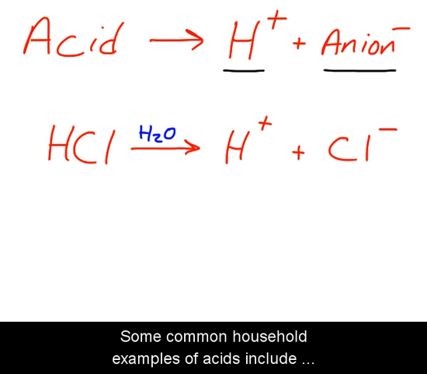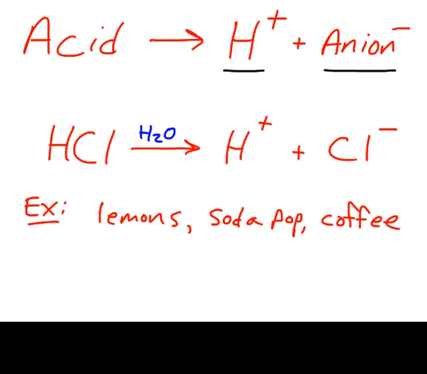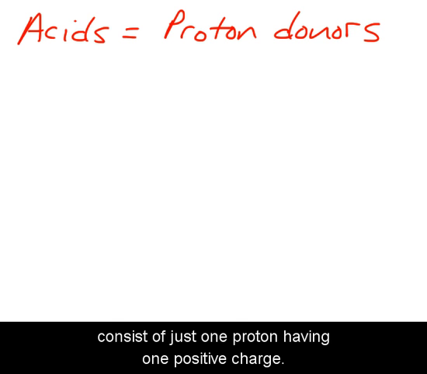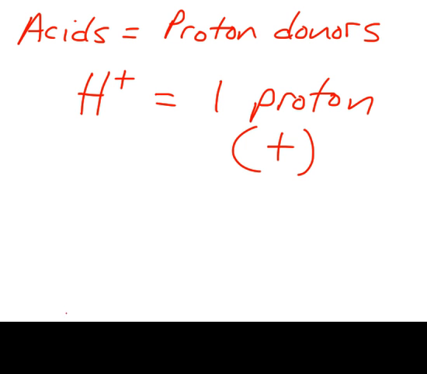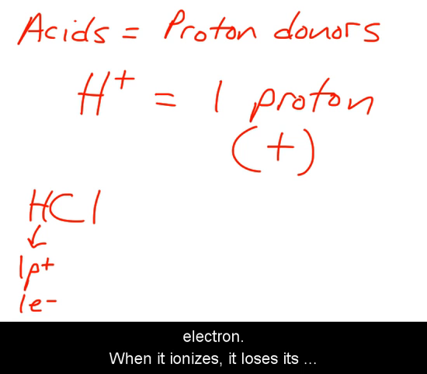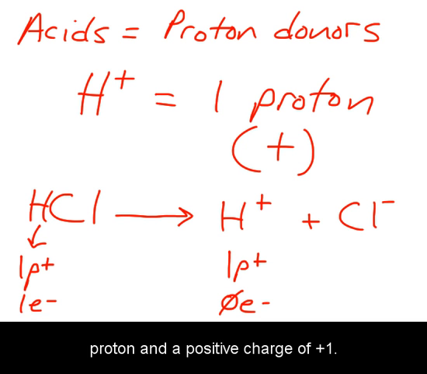Some common household examples of acids include lemons, soda pop, and coffee. Acids are also called proton donors because hydrogen ions consist of just one proton having one positive charge. A hydrogen atom in an acid contains one proton and one electron. When it ionizes, it loses its electron and becomes a hydrogen ion, leaving it with its single proton and a positive charge of +1. So when you see hydrogen ions, think protons.